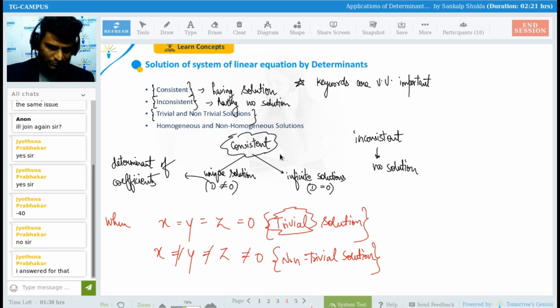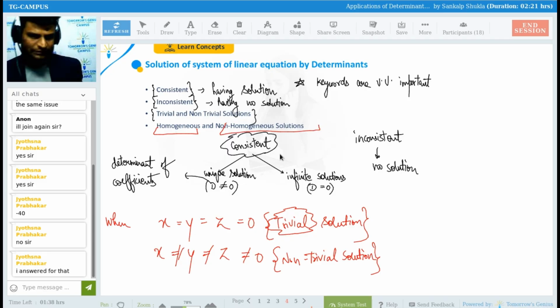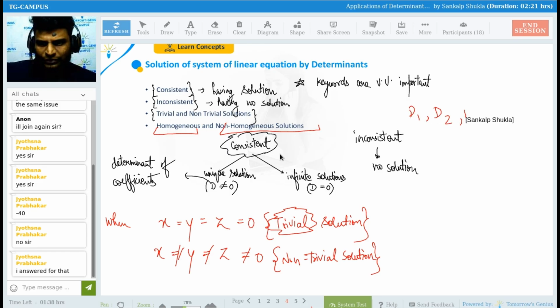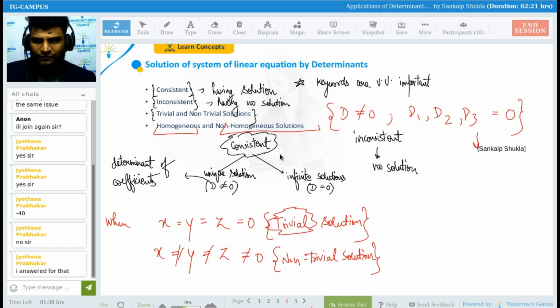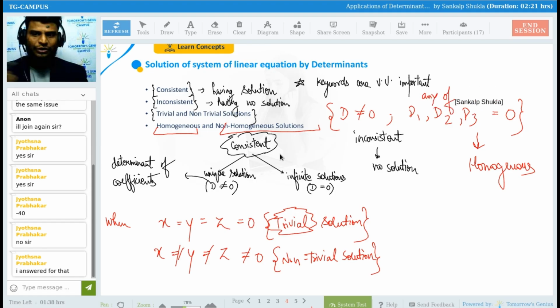And similarly, what are homogeneous and non-homogeneous systems? I'll tell you in this session only. If any of D1, D2, D3 is 0, and D is not equal to 0, then this is the condition for homogeneous. I'm not saying that D1, D2, D3 are all 0. No. D is not equal to 0, but if any of D1 or D2 or D3 is equal to 0, then it is homogeneous, else it is non-homogeneous. So these are very, very, very important conditions.